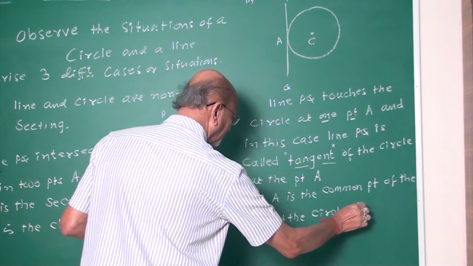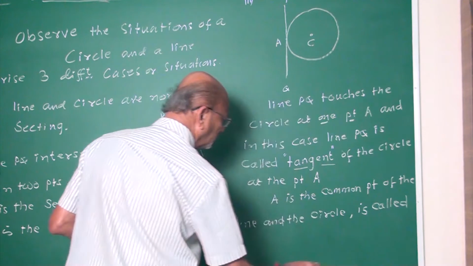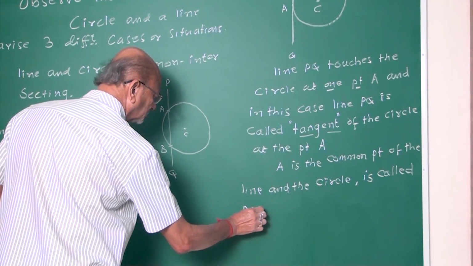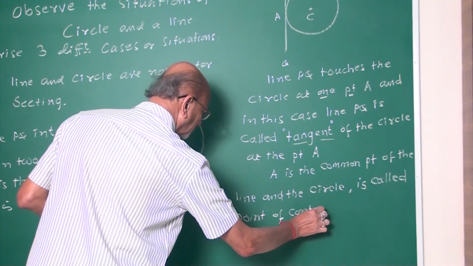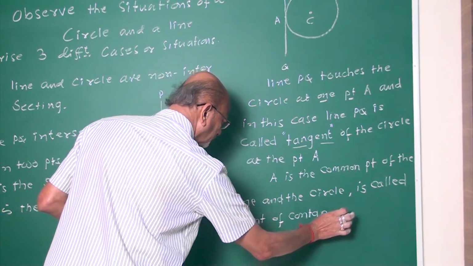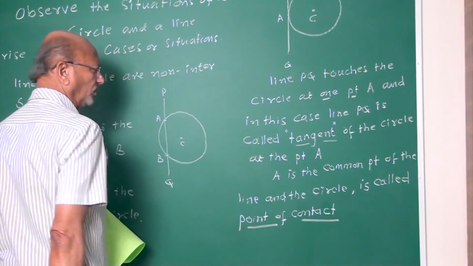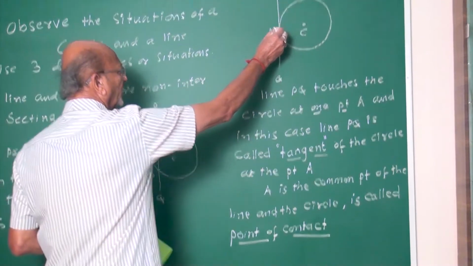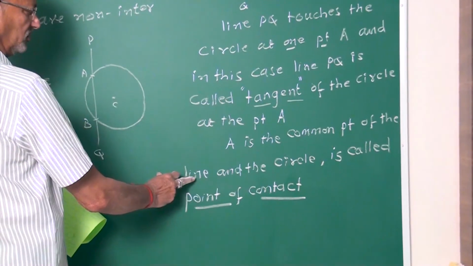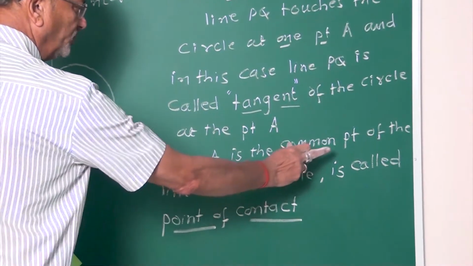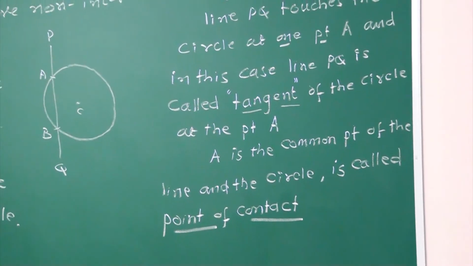That common point is called the point of contact. This A is known as the point of contact. So A is the common point of the line and the circle, which is called the point of contact of both line and circle.